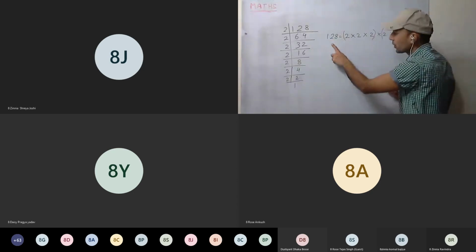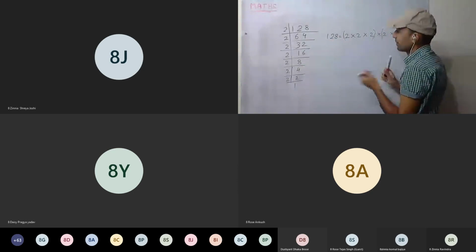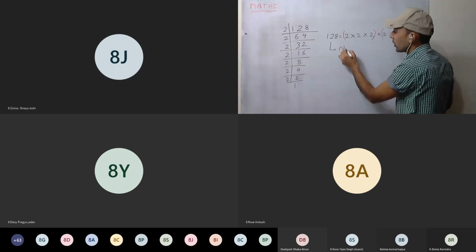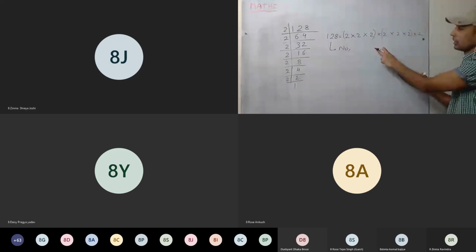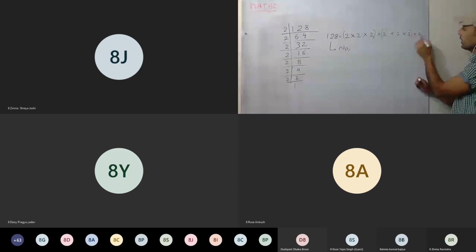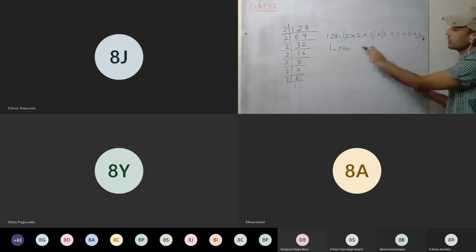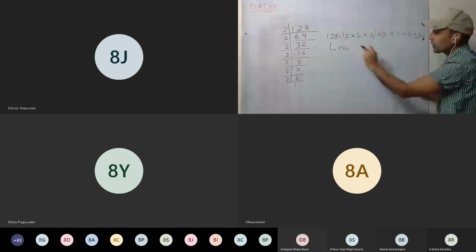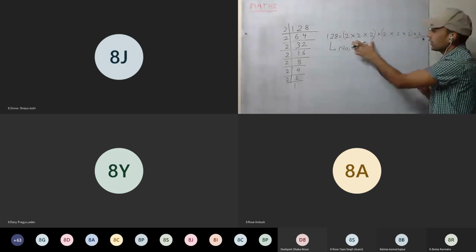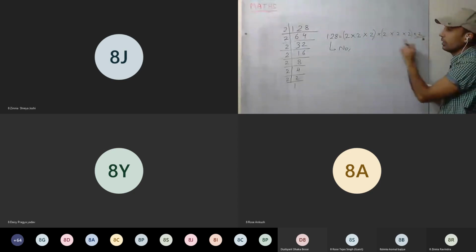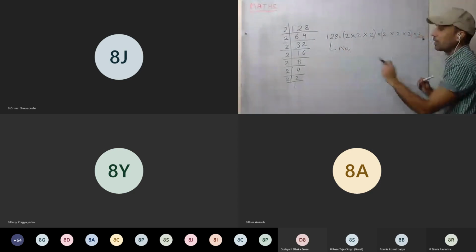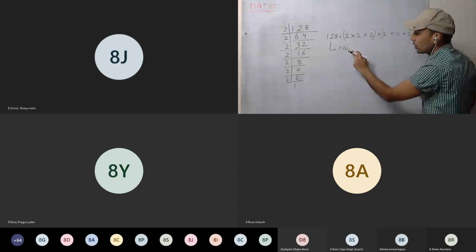So is this a perfect cube? No, it's not a perfect cube. 128 is not a perfect cube, because here we are having a single 2. Either we have a single 2 or a pair, then it's not a triplet. It's not a cube. What we should have is only the triplet. Is this clear? So is 128 a cube? No, it's not a cube.